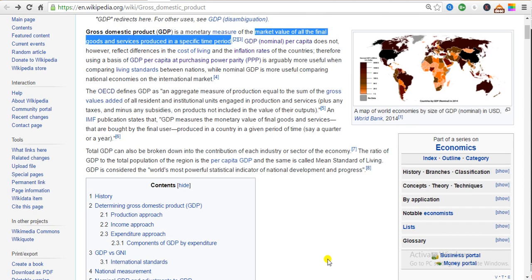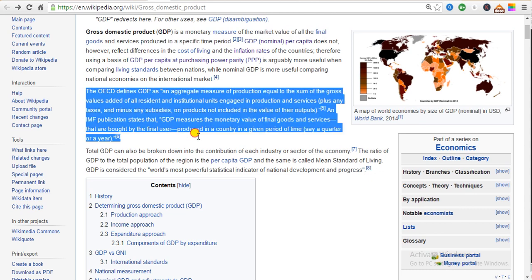If you don't really understand it just now, just hold on, because I'm going to re-explain this, because this is very important in understanding financial markets and global macro trading. The OECD defines GDP as an aggregate measure of production equal to the sum of the gross values added to all resident and institutional units engaged in production and services, plus any taxes and minus any subsidies on products not included in the value of their outputs.